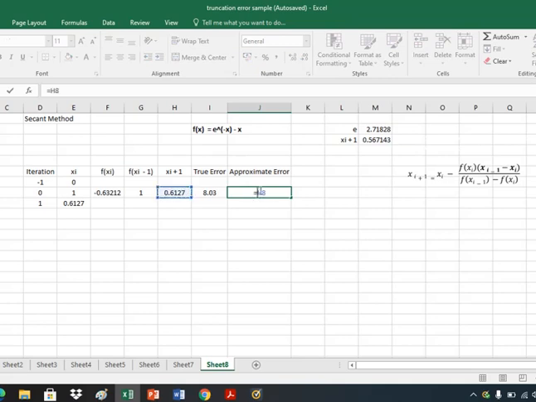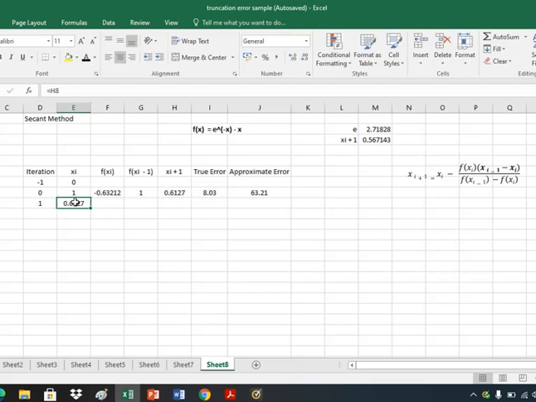Okay, for the approximate error. Approximate error is equals to new value minus the old value divided by new value times 100%. So, lagyan natin ng absolute para positive ang ibigay niya na result. So, we have 63.21% for the approximate error. Okay, now let's go to the second iteration.